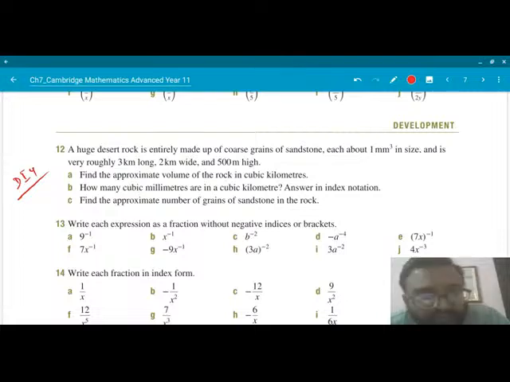A huge desert rock is entirely made up of coarse grains of sandstone, each about 1 millimeter cube in size, and is very roughly 3 kilometers long, 2 kilometers wide, and 5 meters high. Find the approximate volume of the rock in cubic kilometers.